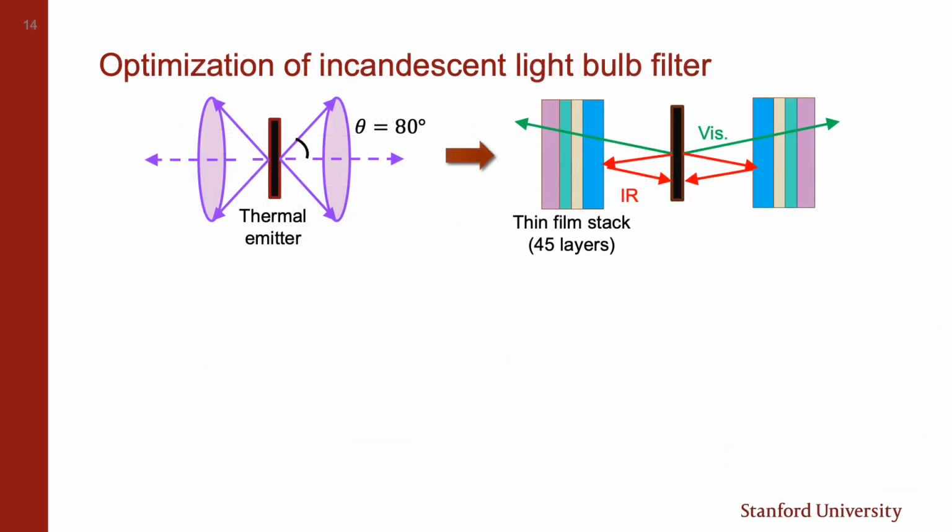Here, we apply our algorithm to optimize incandescent light bulb filters as an example. In this design problem, the thin film stack should transmit visible light and reflect infrared light. So the emitter heats to a relatively higher temperature using the recycled infrared light, which can be used to enhance the emission efficiency in the visible range.